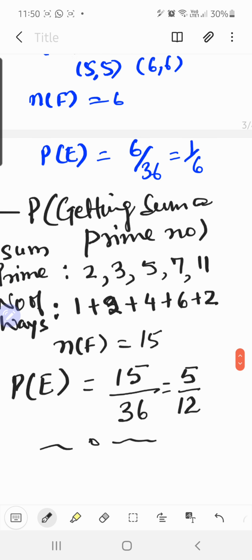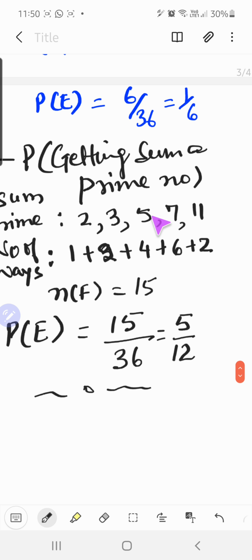Now getting the sum a prime number. First of all, you have to think how many sums are prime. So if you are getting a sum 2, that is prime number. Sum 3 is prime. 5 is prime. 7 is prime. And 11 is prime. These are the sums favorable.